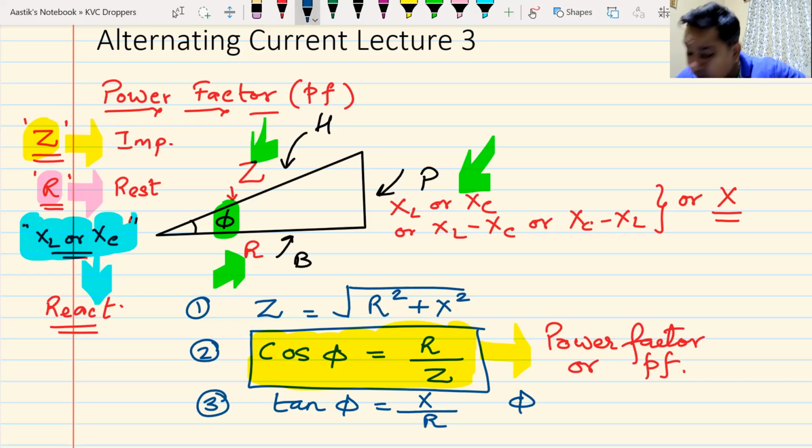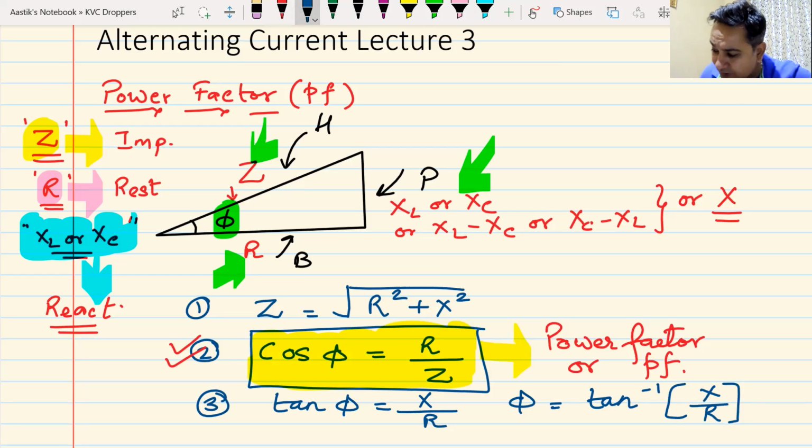From here, I can find the value of this phi. I can also find the value of phi from equation number 2. But normally, whenever someone asks you the value of angle phi, you find it from the third equation, not from the second one. The value of phi is tan inverse of X by R. And I hope you remember it.